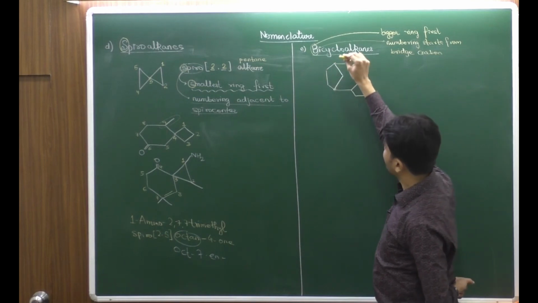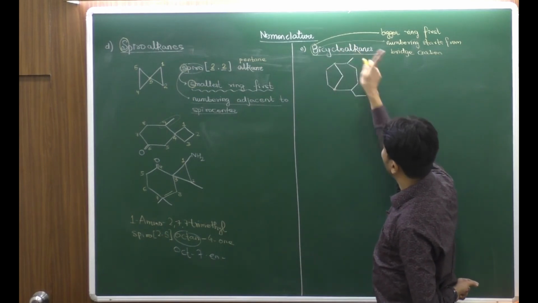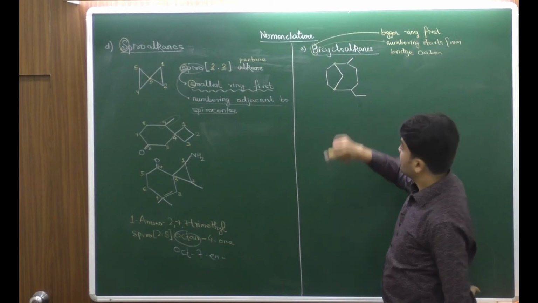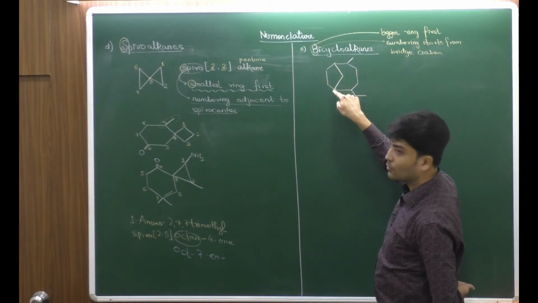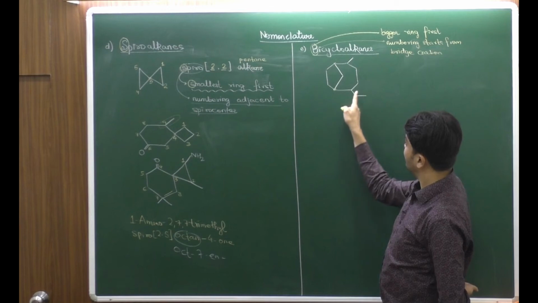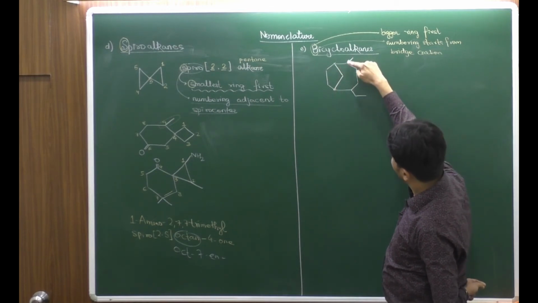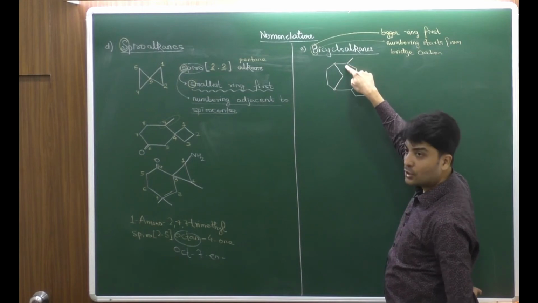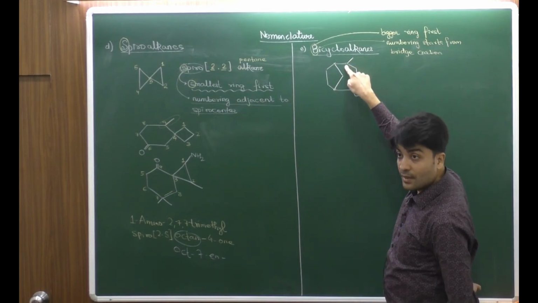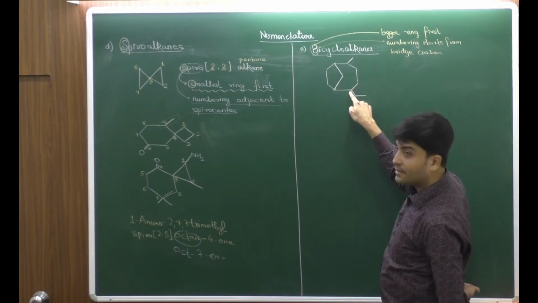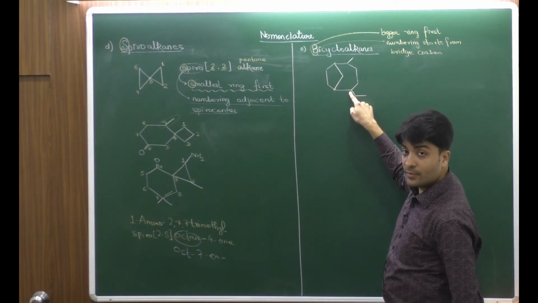Correct. Now if I start with 1 over here, the bigger ring is to be considered first. Now this is obviously the bigger ring, this is the smaller ring. So I can move either in this direction or in this direction. Now here the methyl is a substituent which gets a number 2 if I start from this end, or from here I will get ethyl on the second carbon if I start from this end.